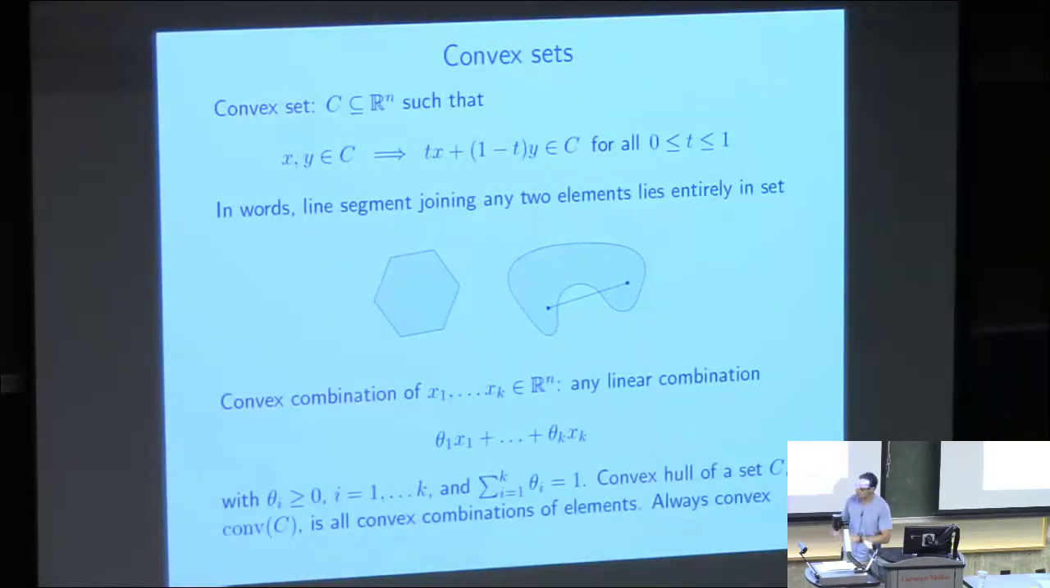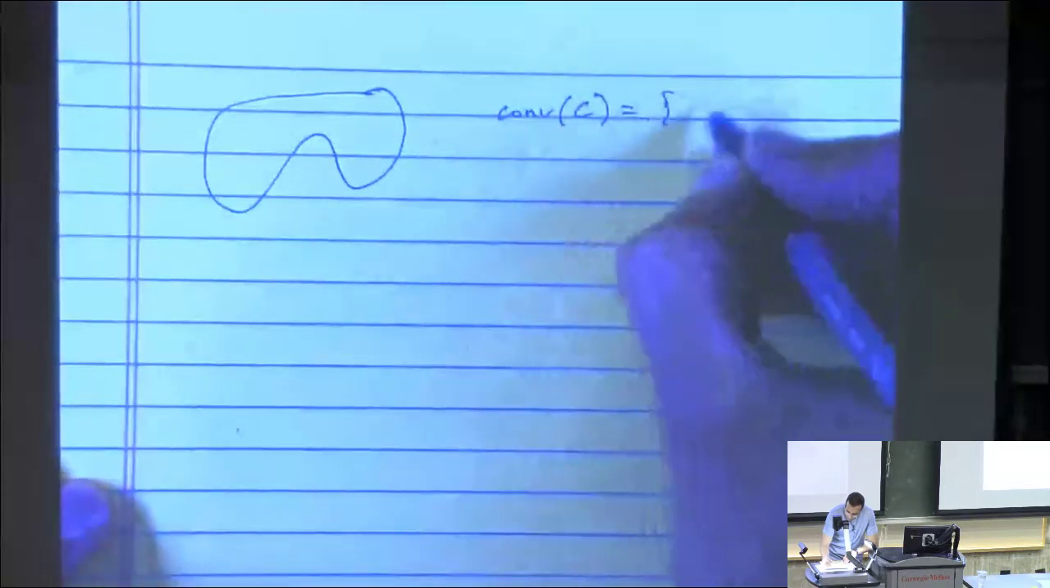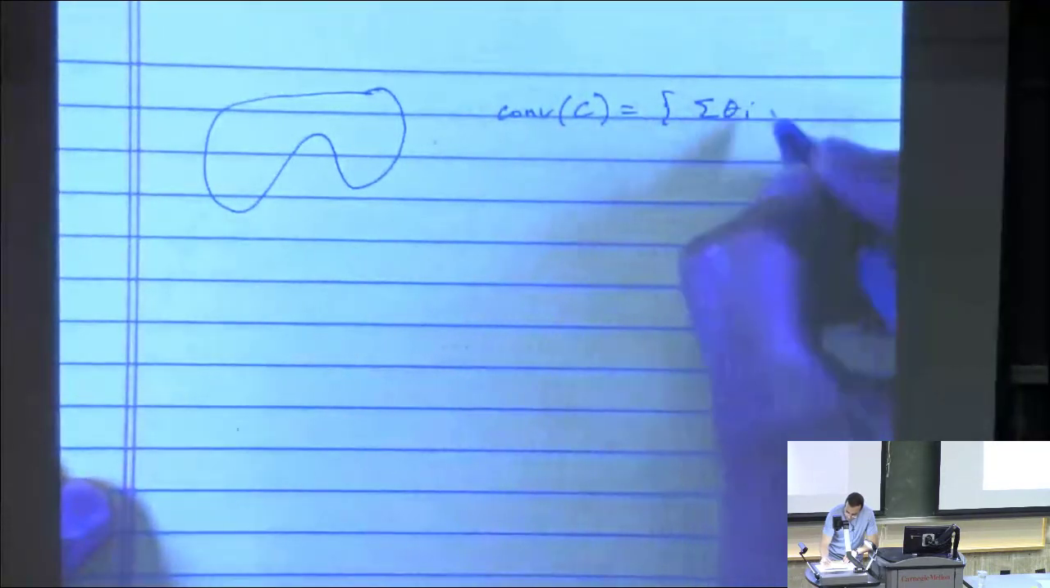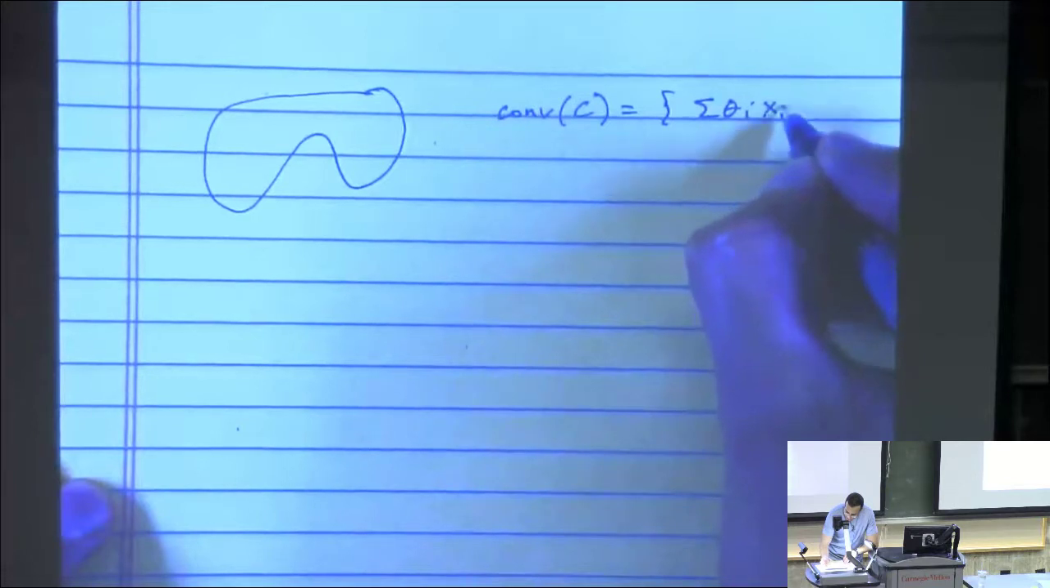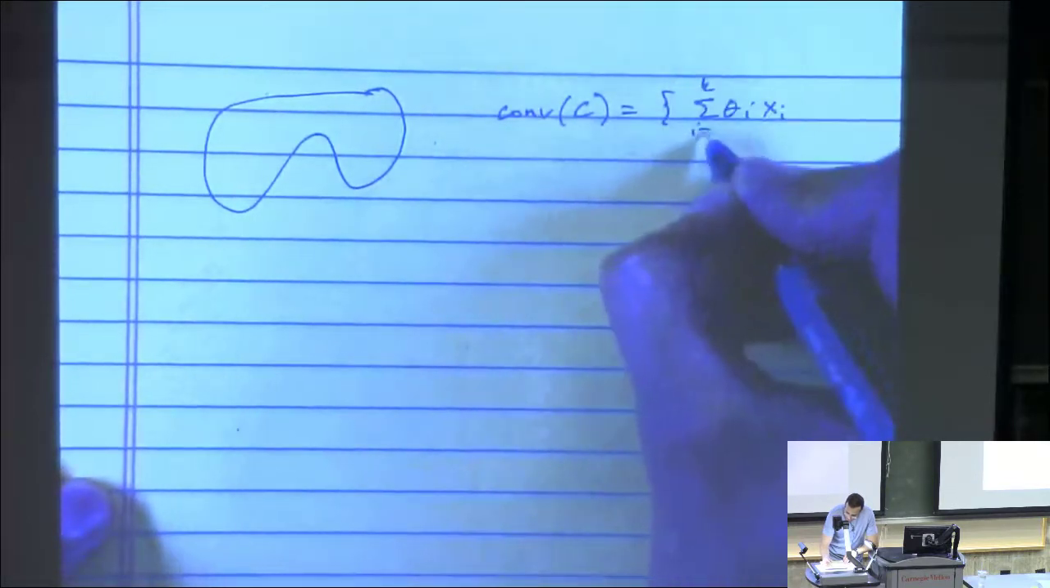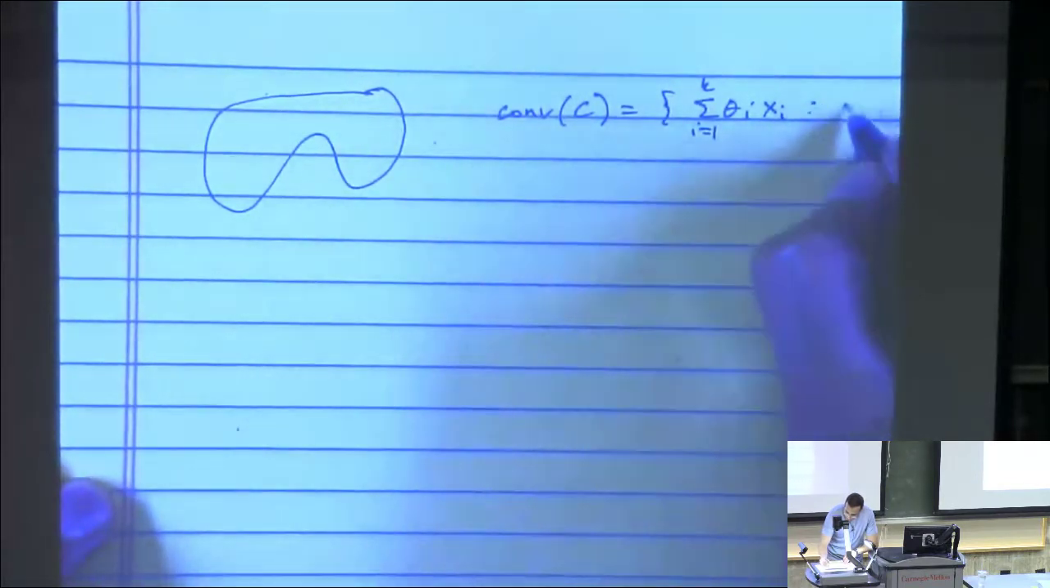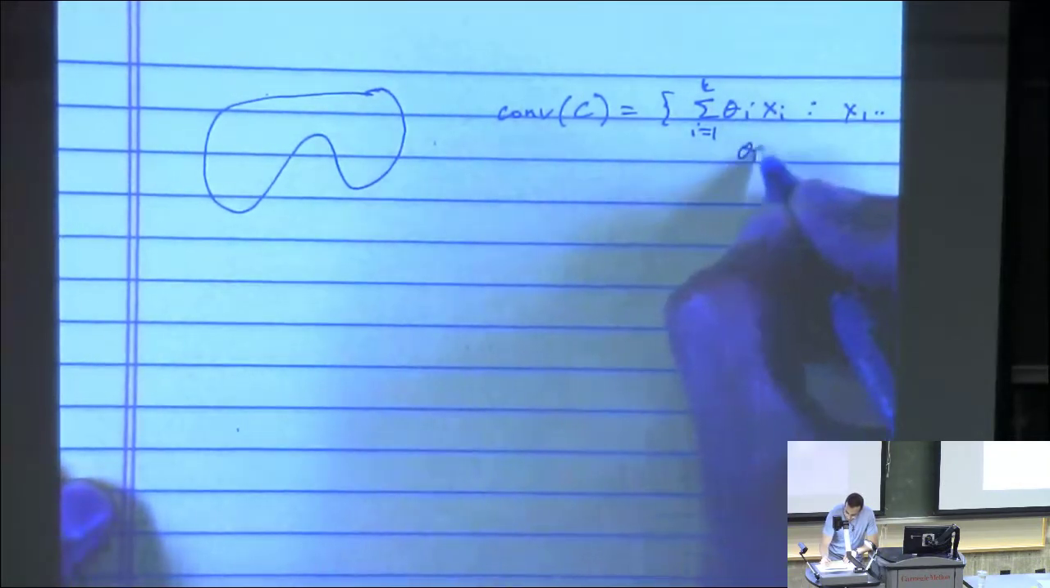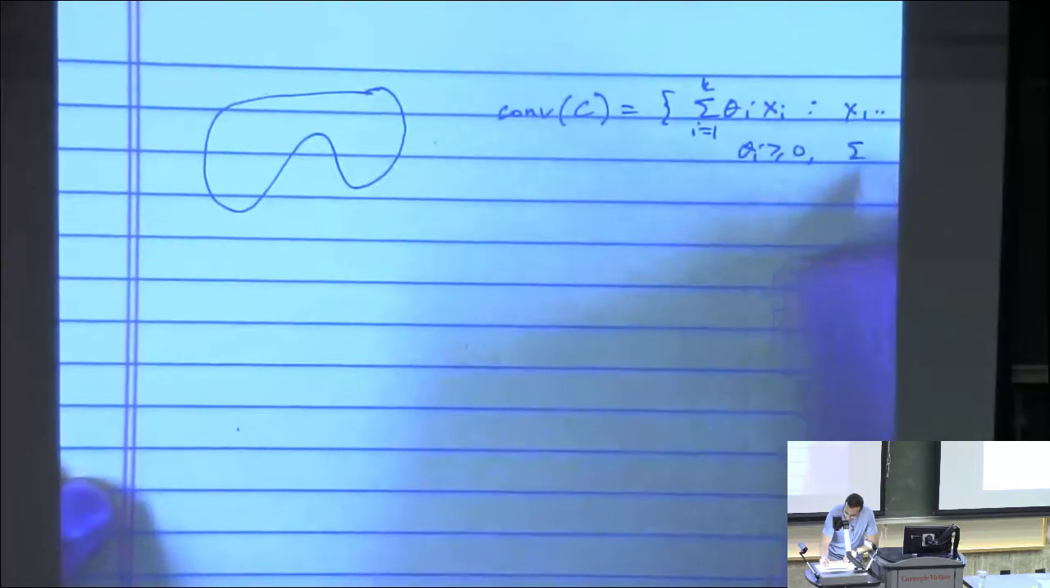So you can visualize a convex hull. For example, if we take this set up here, formally, the convex hull of a set C, based on what we just said, is the sum of theta i xi, i equals 1 to k, such that x1 through xk are in the set C, right? And these theta i's are non-negative, and they add up to 1.